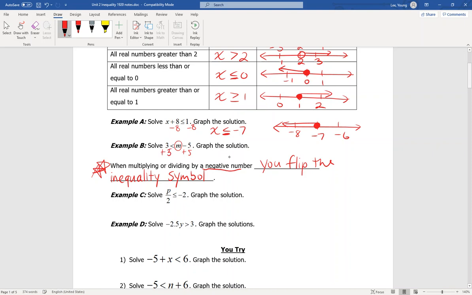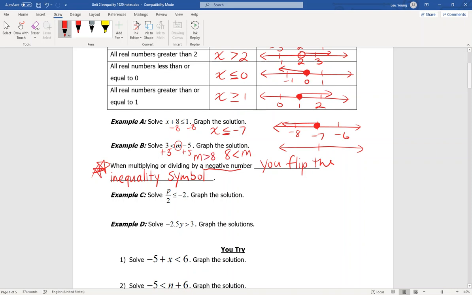So 3 plus 5 is 8. 8 is less than m. Now, 8 is less than m is totally fine if you're writing it as an answer, but when I'm graphing it, guys, I personally like to put the variable on the left side. So since 8 is less than m, if you're writing in terms of m, m should be, very good, greater than 8.